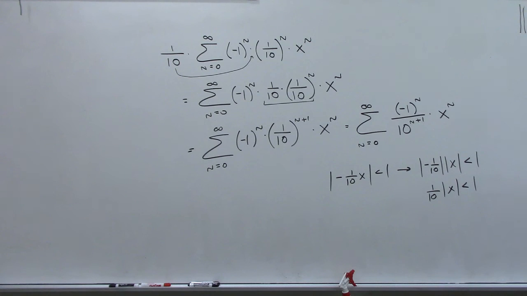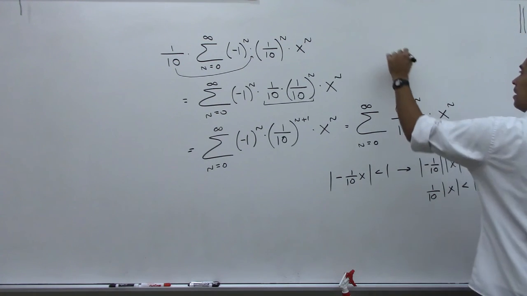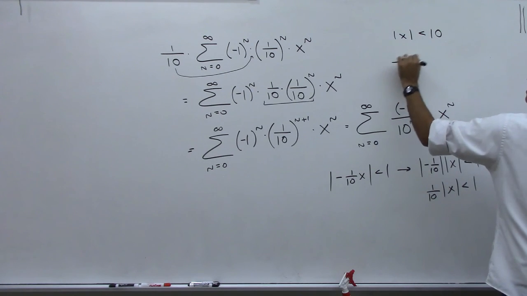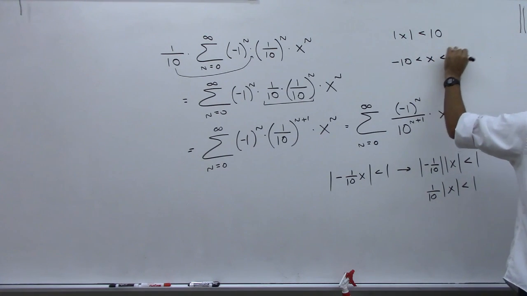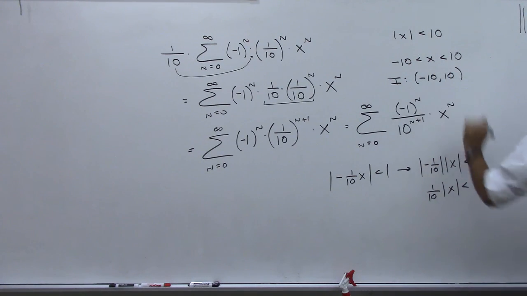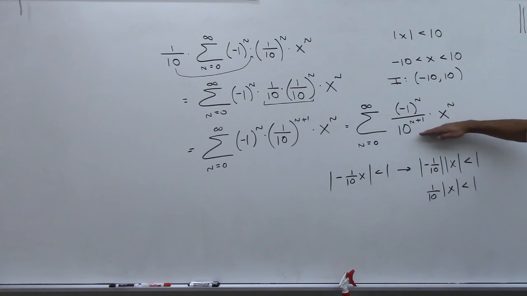And then multiply both sides by 10 here. Absolute value of x is less than 10, which means negative 10 is less than x is less than 10, which means our interval of convergence is negative 10 to 10. So here's the power series, here's the interval of convergence. Let me see what this text is here real quick.